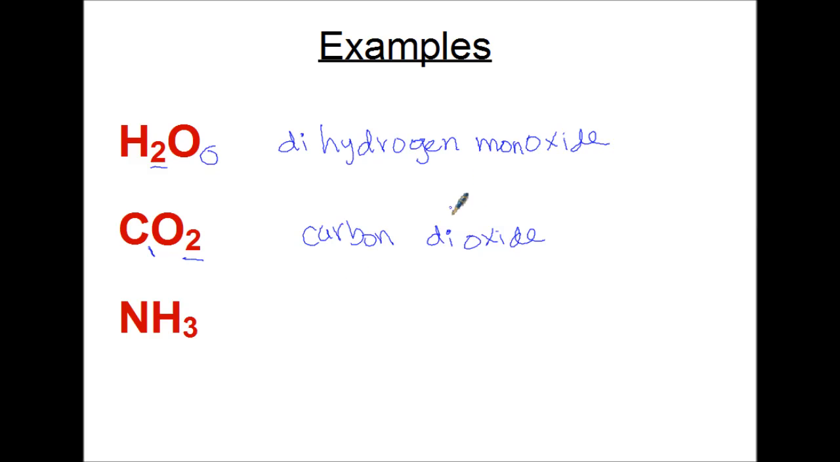A lot of you are probably sitting there thinking, wait a minute, I thought we had to drop the vowel if it's with oxide. Well, that's only for prefixes that end in A or O. So di does not count in that instance.